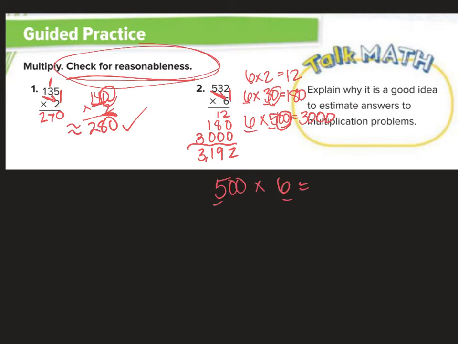Okay, so then I can estimate. I'm going to say 532 is about 500 times 6. So if I do 5 times 6, I'd get 30. Oh, look, we just did that right there, didn't we? 2 zeros, 3,000. So is 3,192 about 3,000? My estimate is low because I went from 532 down to 500. So this should be below my actual answer, and it is. So I'd say yes, that checks out.